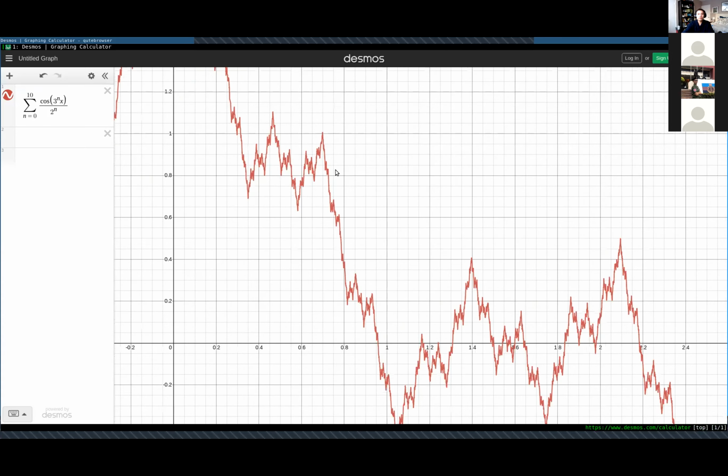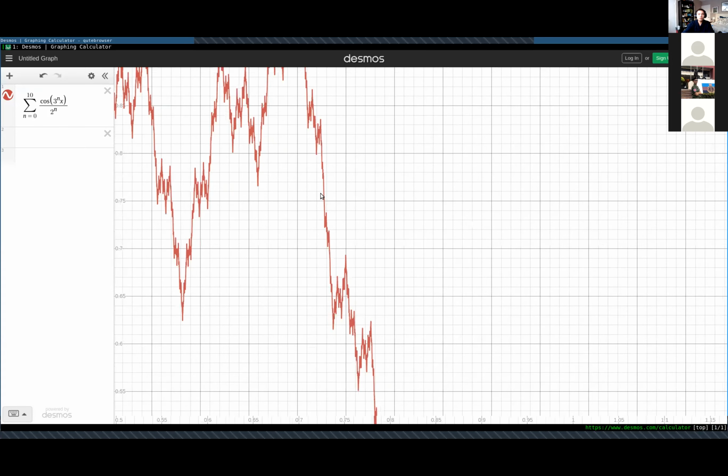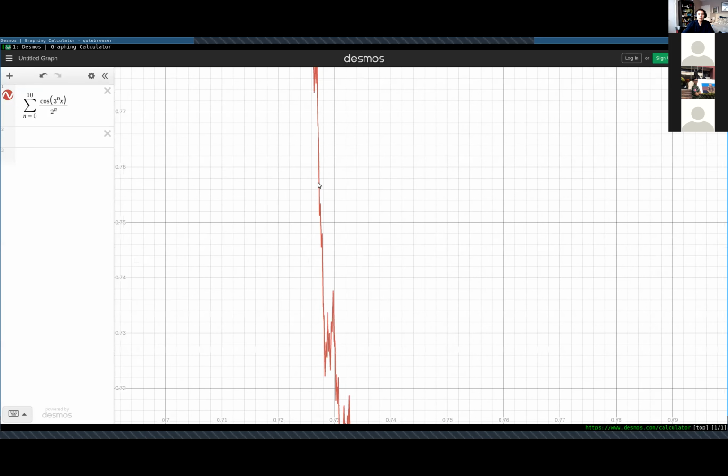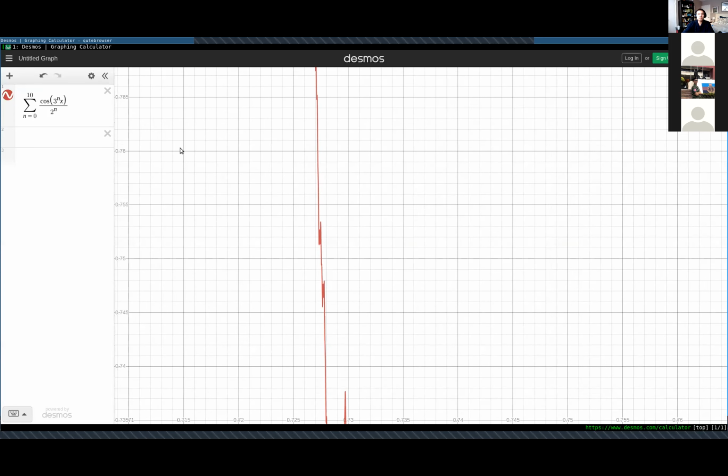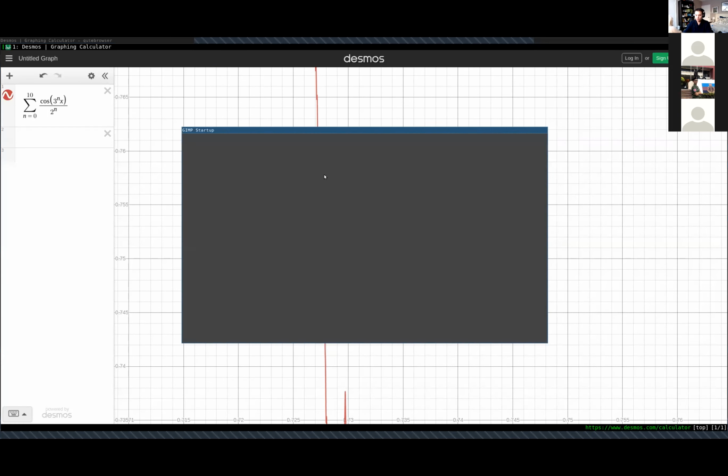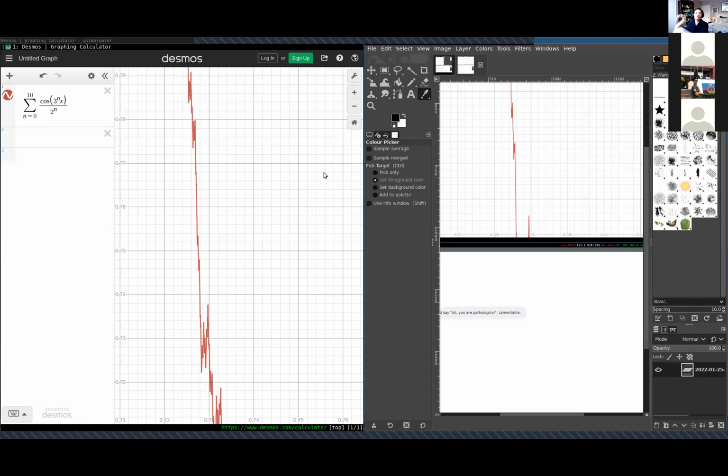But you've got these parts that look smooth here, but eventually, as you add faster and faster oscillations, this will start to get jaggedy in here.